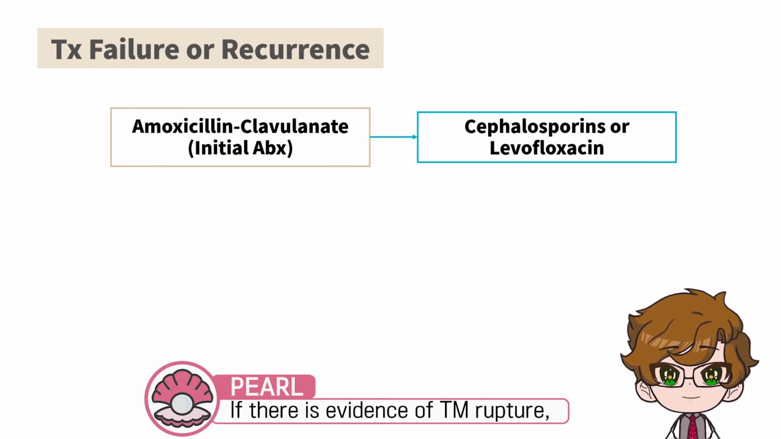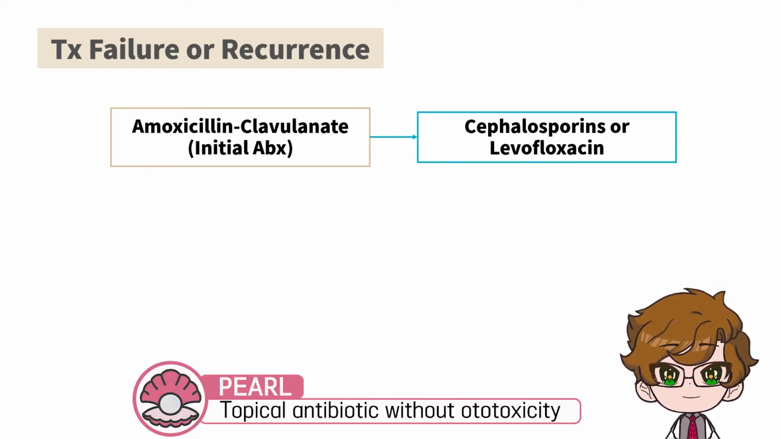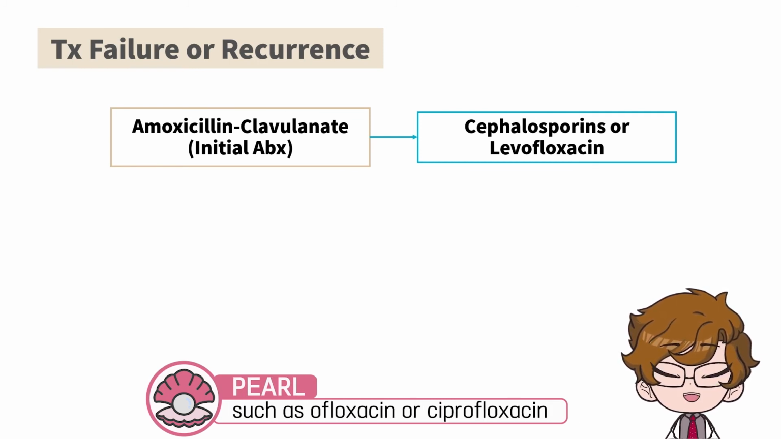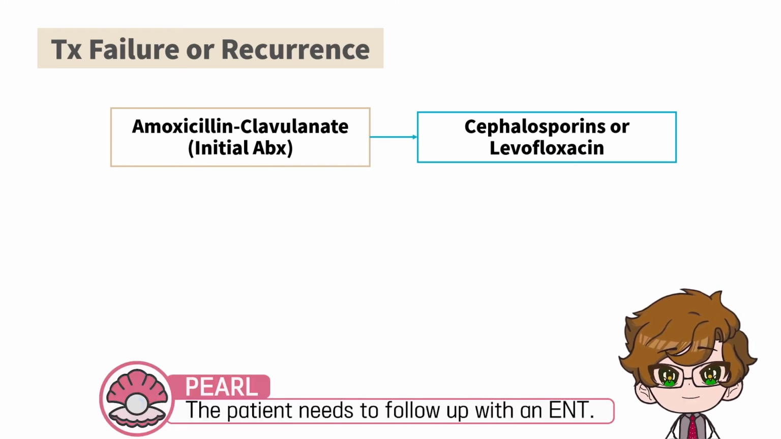If there is evidence of TM rupture, an oral antibiotic should be used. Topical antibiotic without ototoxicity, such as ofloxacin or ciprofloxacin, can be added. The patient needs to follow up with an ENT.